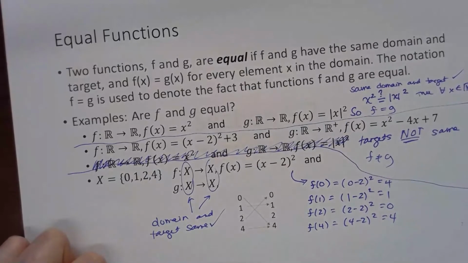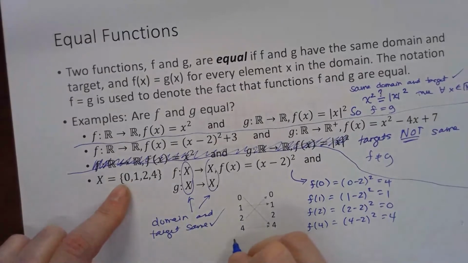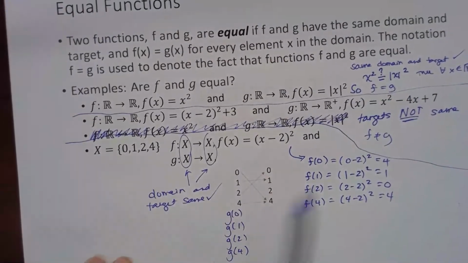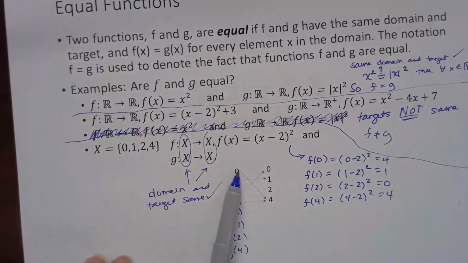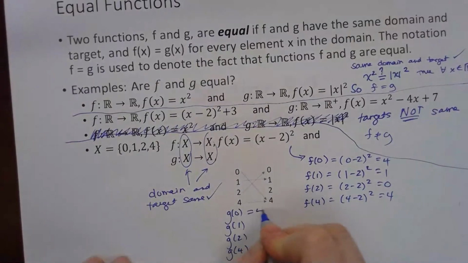So that's the f function, and down here I've got the g function. Here we've got all the possible domain values, 0, 1, 2, and 4. So let's look at what g of 0, g of 1, g of 2, and g of 4 are. On this one, we just follow the lines to see the association. If I have an input of 0, I follow the arrow, and that gives me an output of 4. So this one is 4.